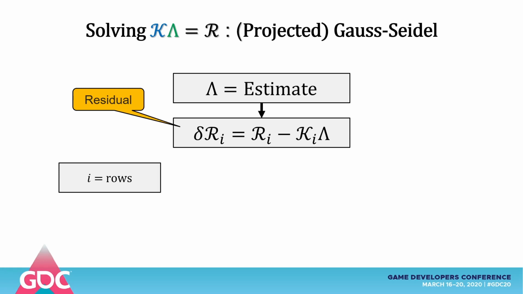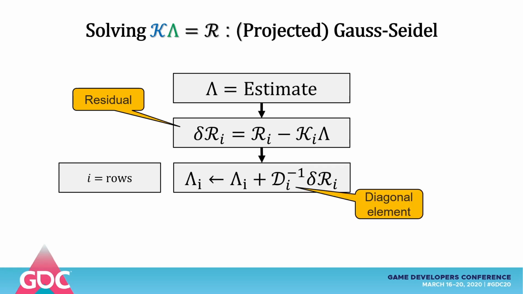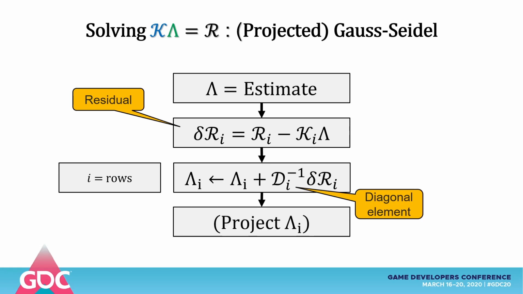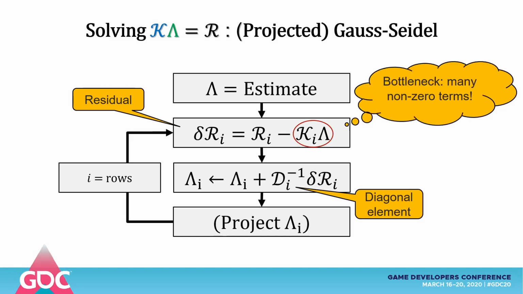First, it calculates the residual, which is the measure of the error for the current row, and then corrects the solution by adding the residual divided by the diagonal element of the constraint matrix on the current row. Optionally, it then projects the newly calculated solution into the admissible domain. It repeats this process for all rows multiple times. The bottleneck of this algorithm is this dot product between the row of K and lambda. It has an arbitrary number of non-zero terms.